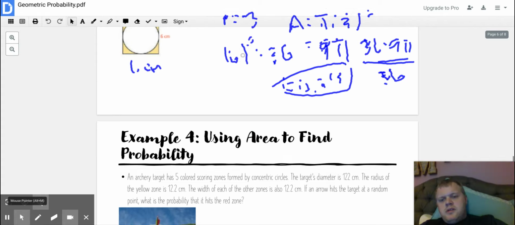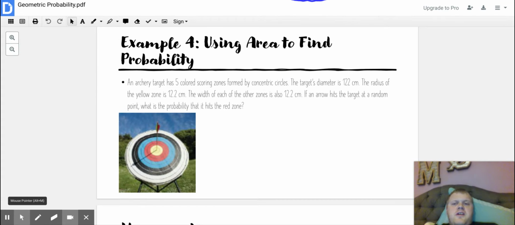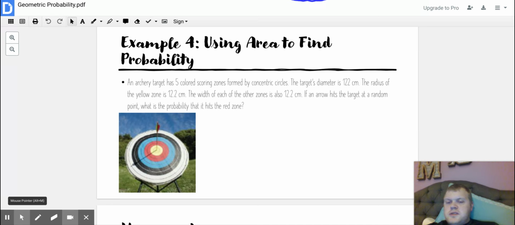All right, we got one more example to look at here. Last example. Using area to find probability here. All right, so an archery target has 5 colored zones formed by concentric circles. That just means circles that kind of build on top of each other. The circle's diameter is 122 centimeters. So the entire thing across is 122 centimeters.